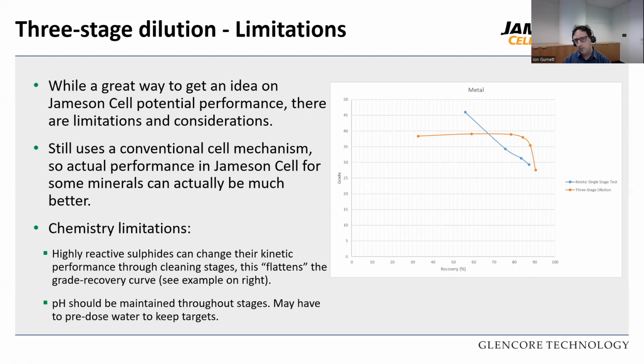Here, what we did was a kinetic single-stage test versus the 3-stage dilution cleaning test. And what you could see is there's almost a limit on the recovery and grade in the 3-stage dilution cleaning test. What actually happens is highly reactive sulfides will change their kinetic performance through the cleaning stages. So you have to maintain Eh and pH. If it's not looked at, you may get these unusual curves that do not actually reflect actual performance. So just be wary of Eh/pH when performing the test.